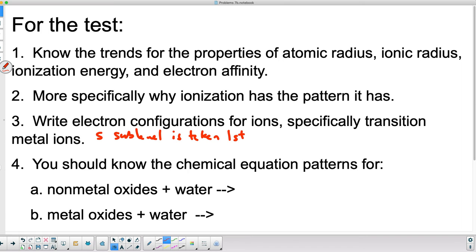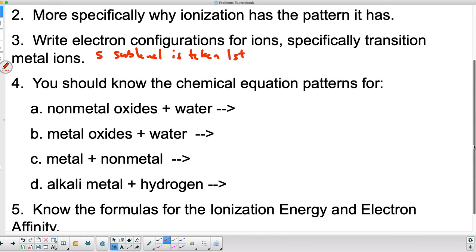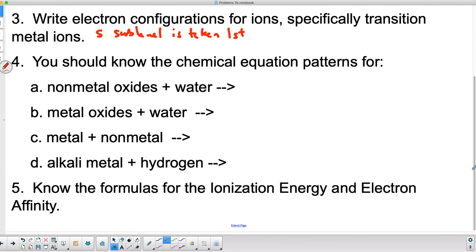You should know the chemical equation patterns for nonmetal oxides plus water always produce acids. Metal oxides plus water produce some type of basic compound. Hang on, I'm not done yet. There's more. Metal plus nonmetals, this is a synthesis reaction. We just simply make a compound out of them using the charges that they both develop. Alkali metals and hydrogen, that is a special case where hydrogen gets the -1 charge. Okay, so this is one of those cases where hydrogen actually develops a -1.